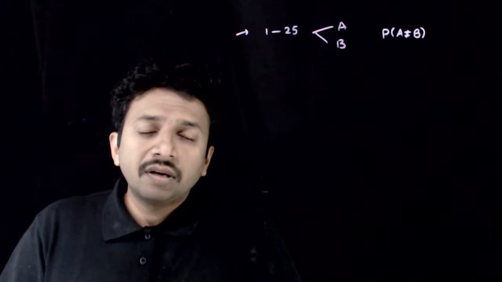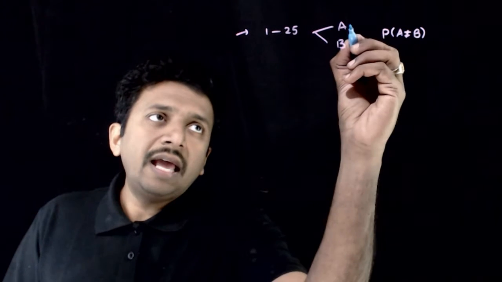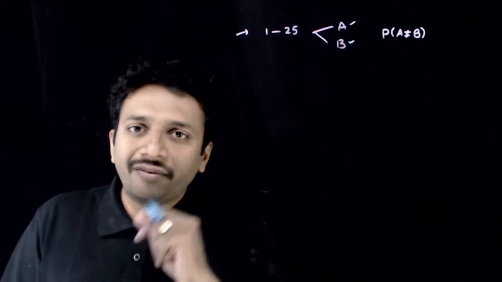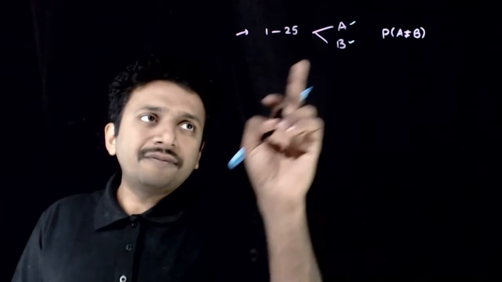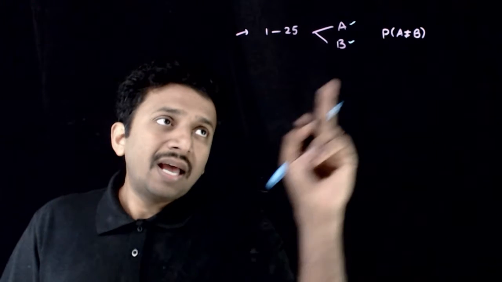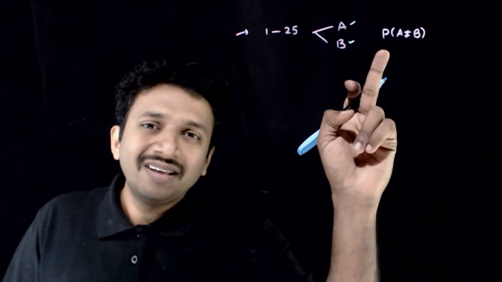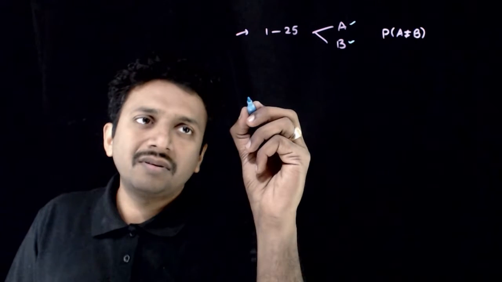So welcome students. In this question you are given that A and B are each randomly selecting a number from 1 to 25 and they win if both select the same number. And what is the probability that they do not win? That means what is the probability that they do not select the same number?